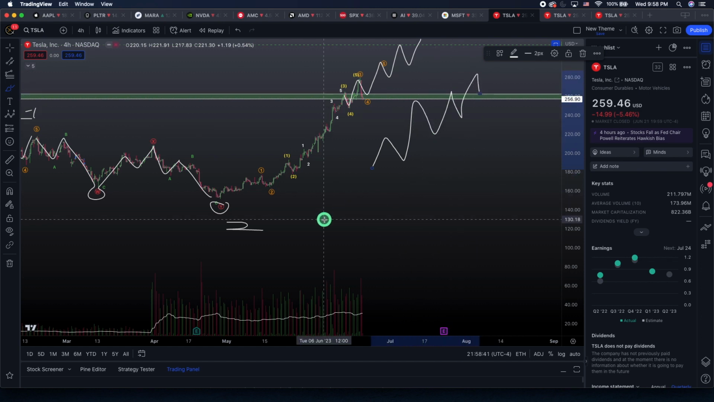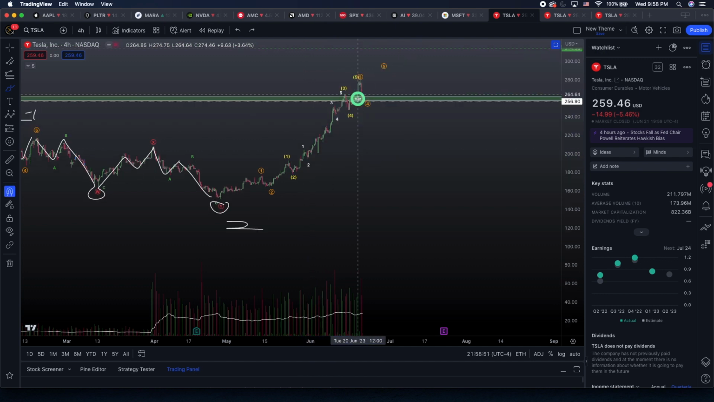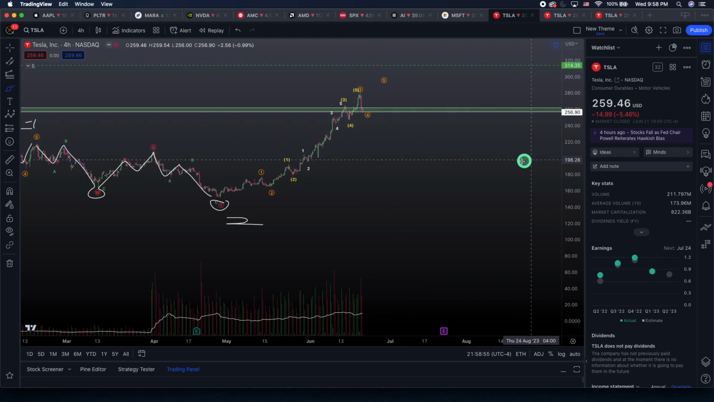I don't think it's going to be... the real bulk of the move was in the middle right here, and I think that's kind of happened. Now it should be more so rallies and pullbacks as we stair step higher.